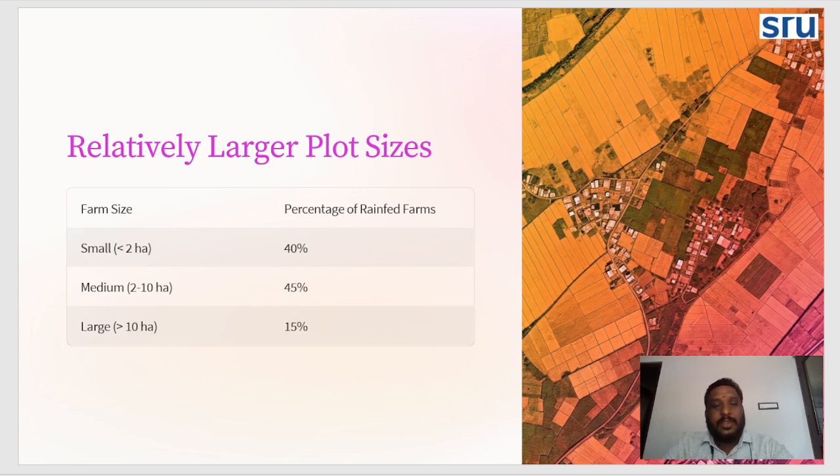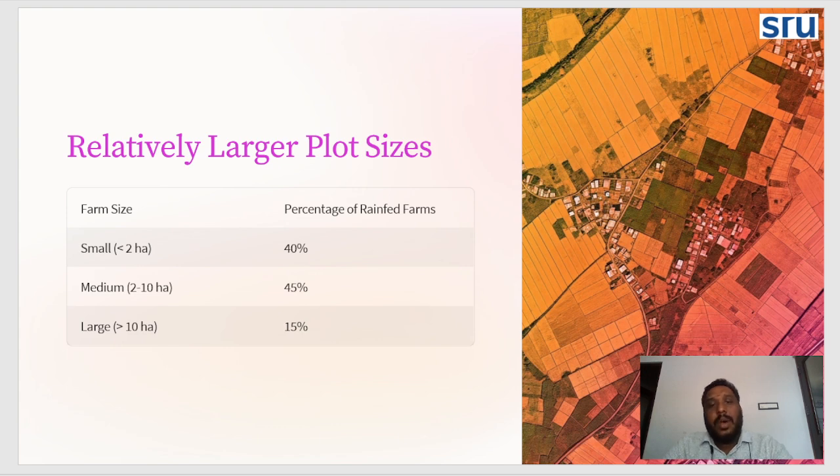If you see this table, on farm size and percentage of rain-fed farms, those having less than 2 hectares are characterized as small farmers, and that's around 40%. Whereas 2 to 10 hectares is medium, and around 45% of the rain-fed farms are in this medium category. In the large category, greater than 10 hectares, it contributes up to 15%. So that's how these relatively larger plot sizes are there.